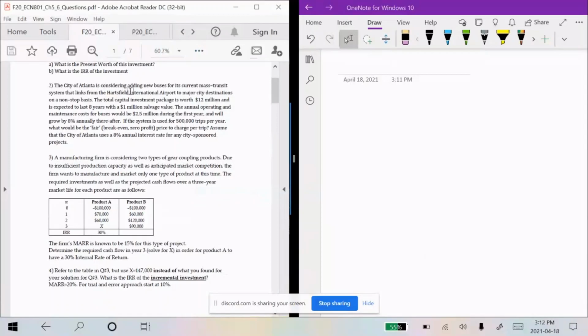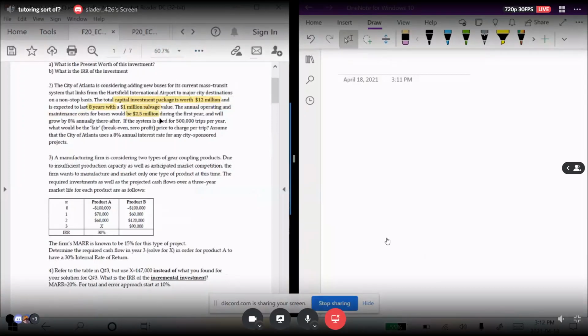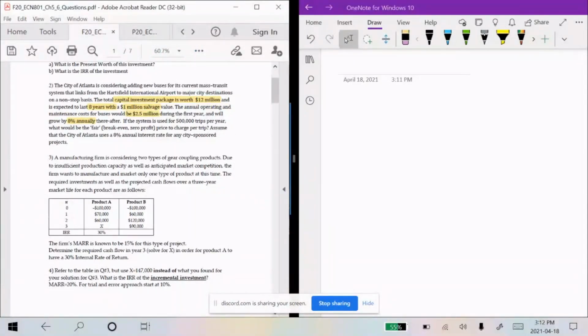The city of Atlanta is considering adding new buses for its current mass transit system that links from the Hartsfield-Jackson International Airport to Peachtree City. The total capital investment package is worth $12 million and is expected to last 8 years with $1 million salvage value. Annual operating and maintenance cost is $2.5 million and growing annually 8%. 500,000 trips per year. We want to find the charge per trip. And an 8% interest rate.